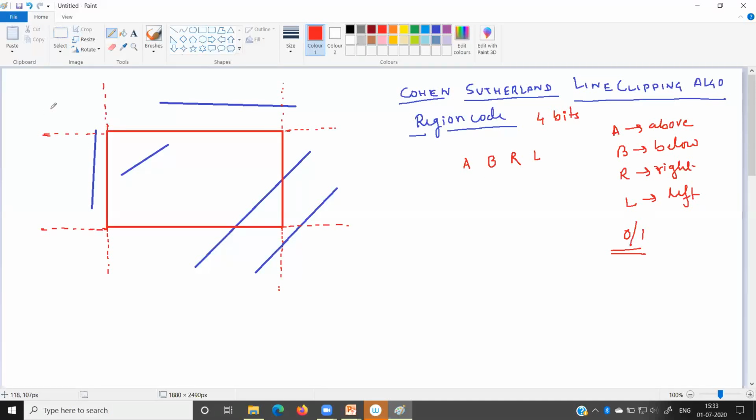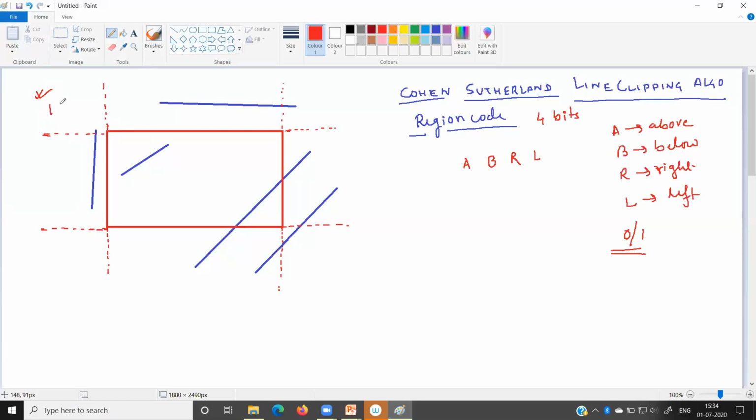So we consider first this segment. Here you can see that this particular region is above the clip window and on the left side of the clip window. This is my clip window, and this region is above it and belongs to its left side. So the L bit will be 1 and the A bit will be 1, and the other two will be 0 because it is not below and not right. So what will be the region code?